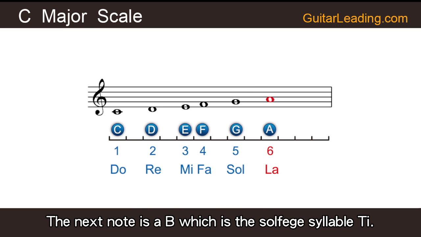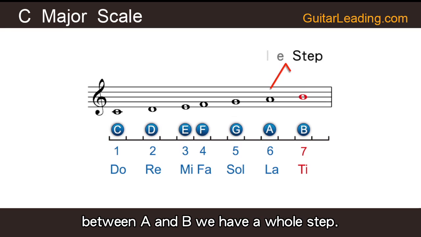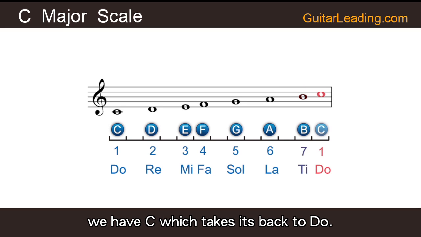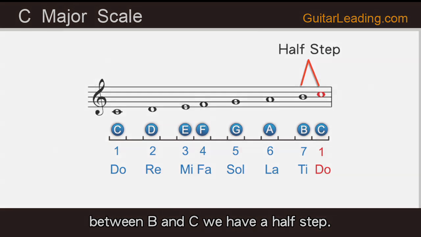The next note is a B, which is the solfege syllable Ti. And between La and Ti, between A and B, we have a whole step. Then the next note to finish out the octave of the C major scale, we have C, which takes us back to Do. Now we see again that between B and C, we have a half step.